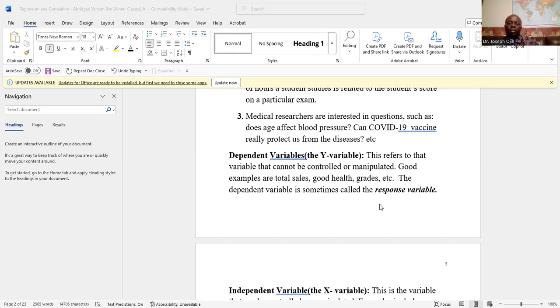For example, if you study things like total grades or total sales. You can decide to spend $2,000, for example, on advertisement, but you have no control over how many sales that advertisement can generate.